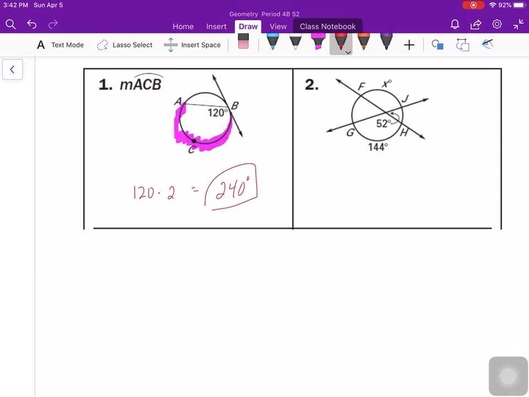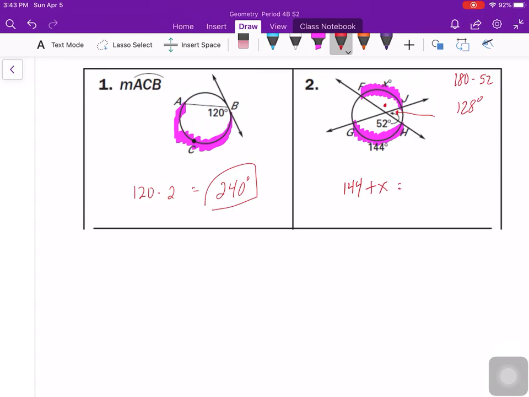Okay, number 2, the angle is inside the circle. So now this one, we have a little extra work to do. We're looking for this arc here. They give us this arc here, but they tell us this angle. So I need to find this angle here. So the first thing I'm going to do is I'm going to take 180 minus 52 because those form a linear pair. So that's going to be 128.